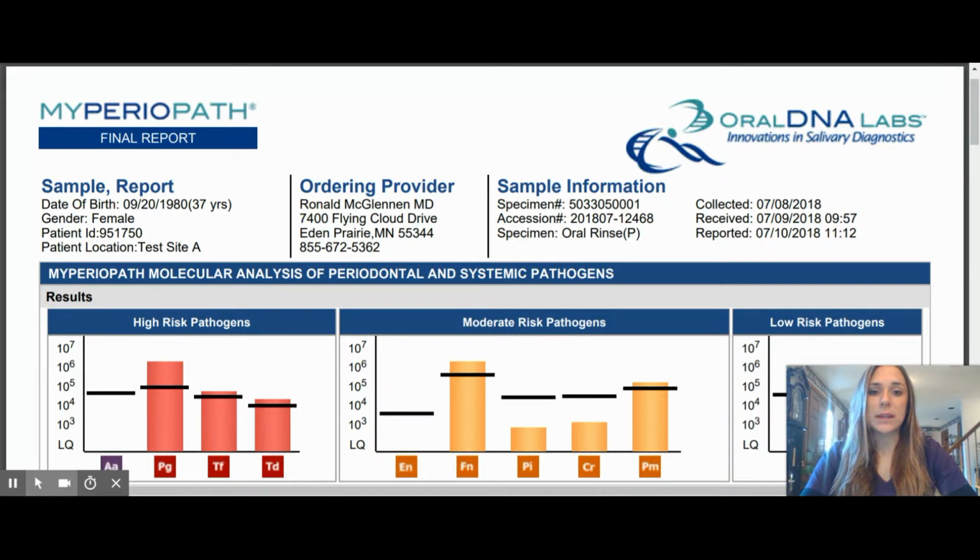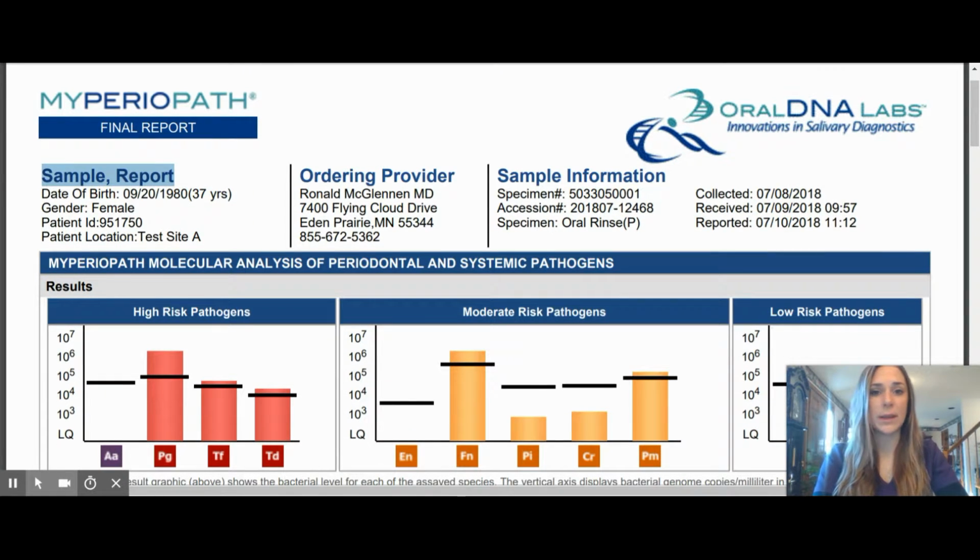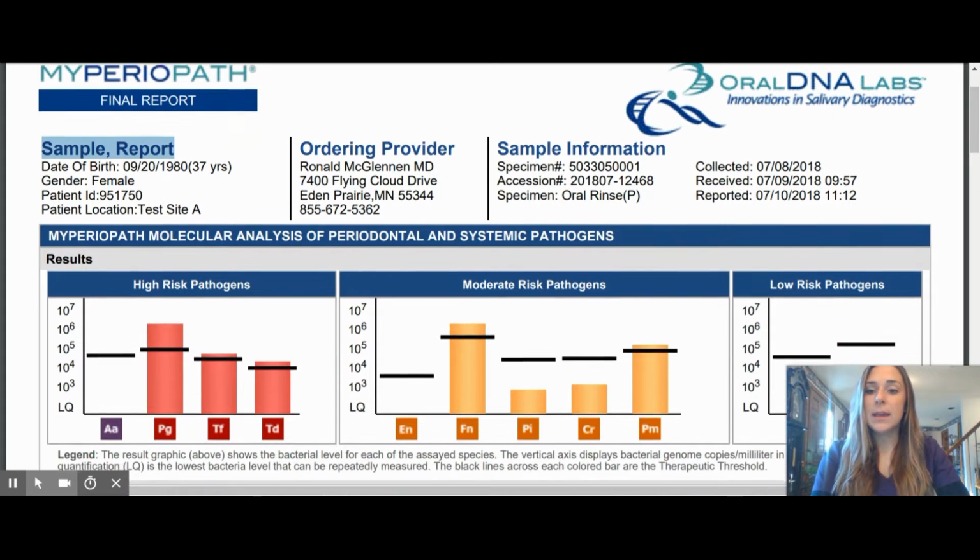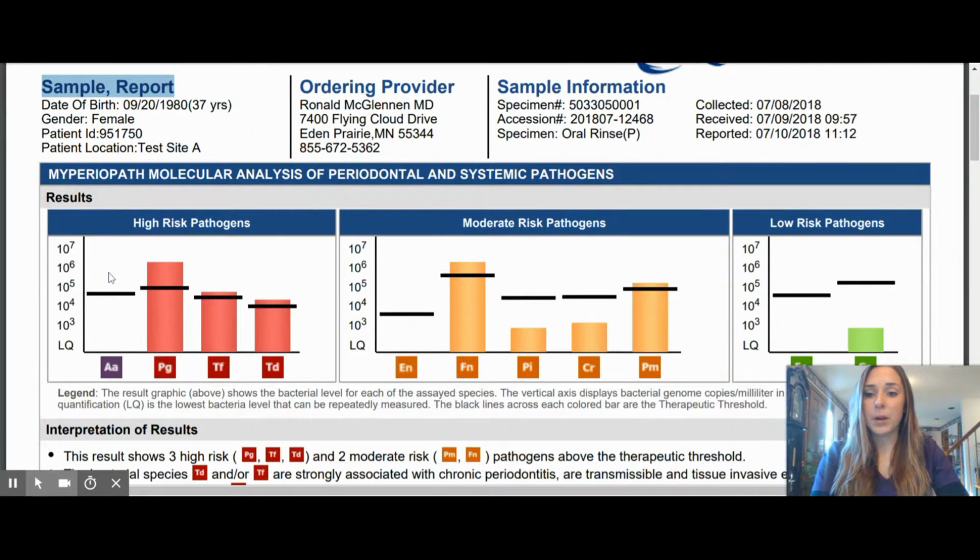Once the Oral DNA lab receives the sample, it generates a final report. You can see on my screen as I'm sharing with you that this is a sample report that is given, and this would reflect the report that you would receive from one of your patients. The patient information is located on the top left, and you see a bar graph here.